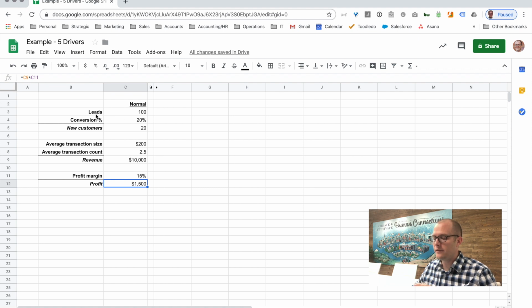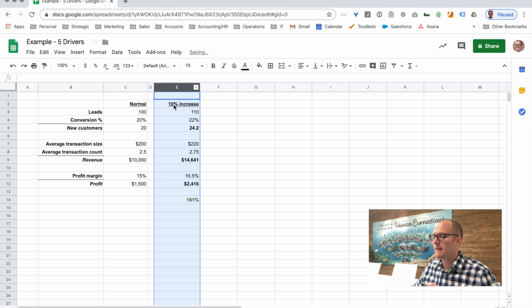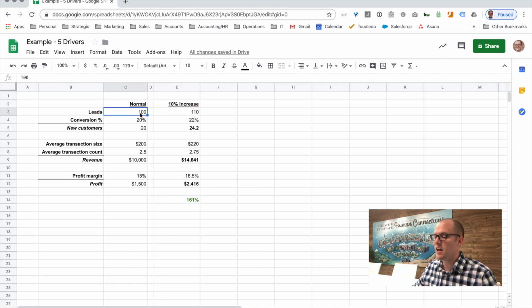Now, here's where it gets really cool. These drivers actually have a multiplicative relationship. So I have another example here. Let's suppose a 10% increase to each of these things. So instead of getting 100 leads, we get 110 leads. Instead of a 20% conversion rate, we have a 22% conversion rate. Well, that alone right there means we now almost have 25 customers.